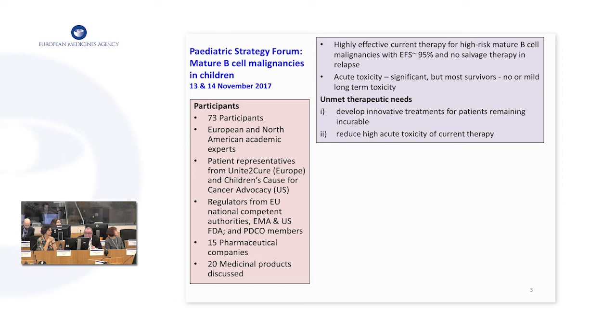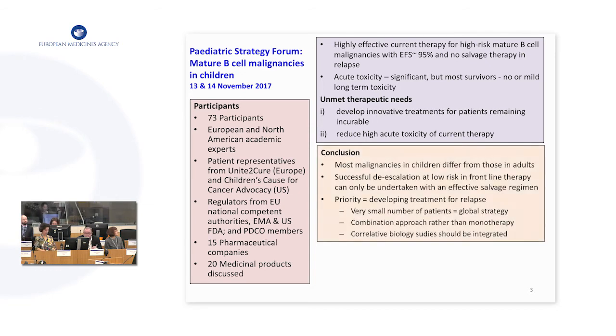The conclusion, briefly: first, we identified that this disease is rare. The current treatments are highly effective, with more than 95% event-free survival, especially through the introduction of rituximab through a pediatric investigation plan, but no salvage therapy. The acute toxicity is significant, but most survivors do not have long-term toxicity. So the needs are, A, to develop innovative treatments for patients remaining incurable and dying of this disease despite the good results, and B, to reduce the high acute toxicity of the current therapy.